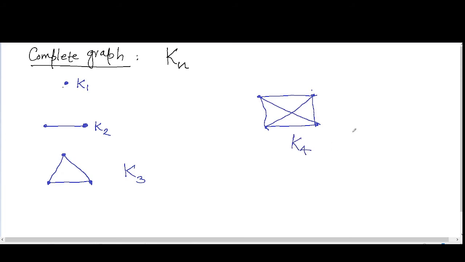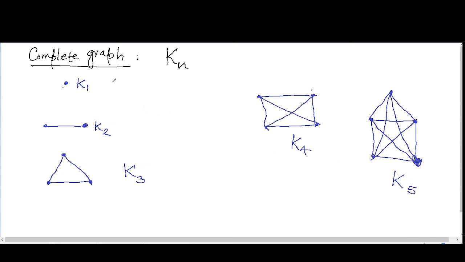Now we can draw the complete graph on 5 vertices. There are 5 vertices like this. Now we can join each pair of vertices by edges. Okay, so this is our K5. Similarly, we can draw K6, K7, etc.